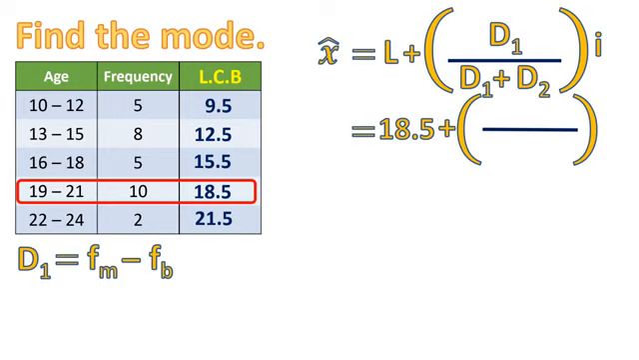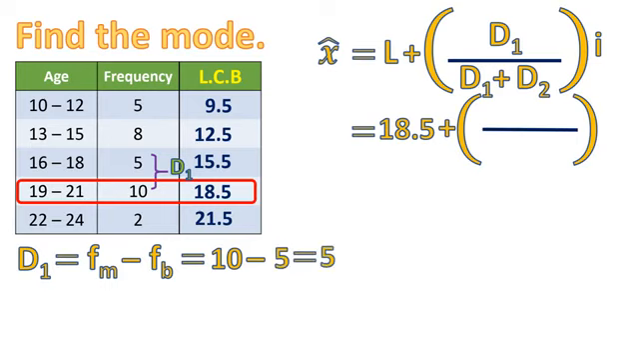Sometimes the given data is from bottom to top. That means the frequency before the modal class is actually below that. But in this case, it is given from top to bottom. So that means the frequency before the modal class is on top. So this is actually the D1, and we're gonna find the difference of these two. So let's substitute. 10 minus 5 is 5.